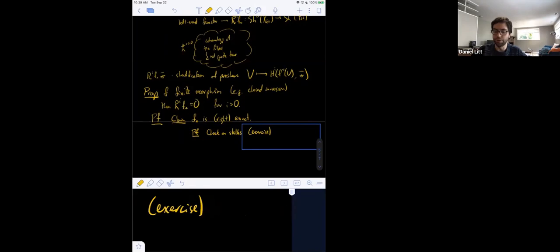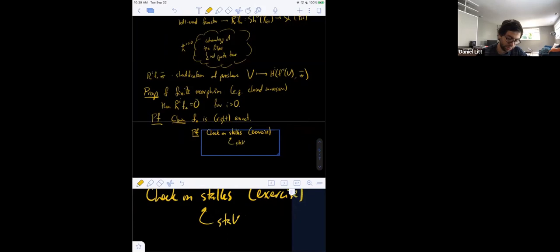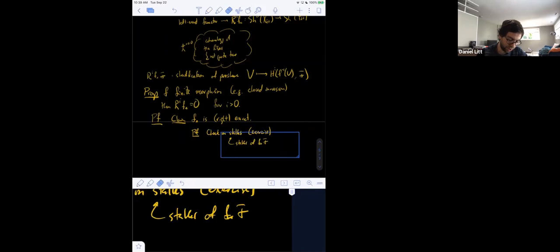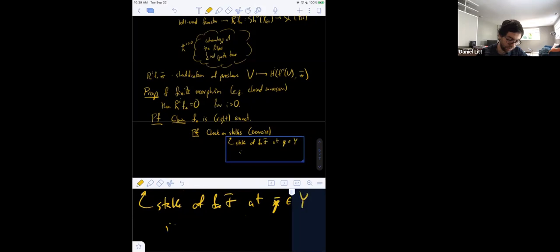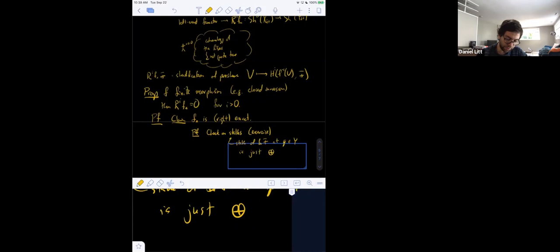And what you'll find is that the stalk of f_* of F at a point ȳ in Y is just the direct sum over x̄ in f^{-1}(ȳ) of the stalks of F at the x̄'s. And this is for f a finite morphism.